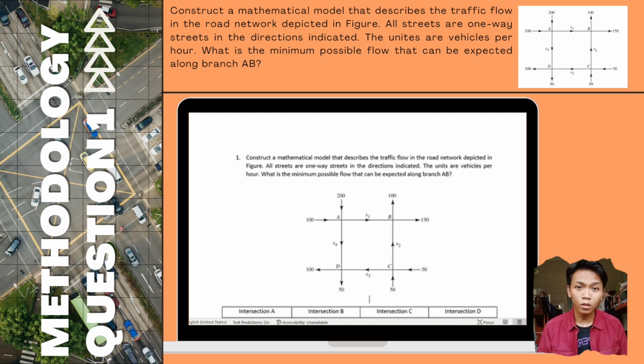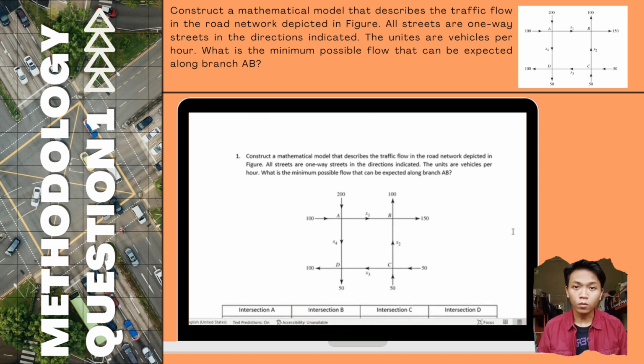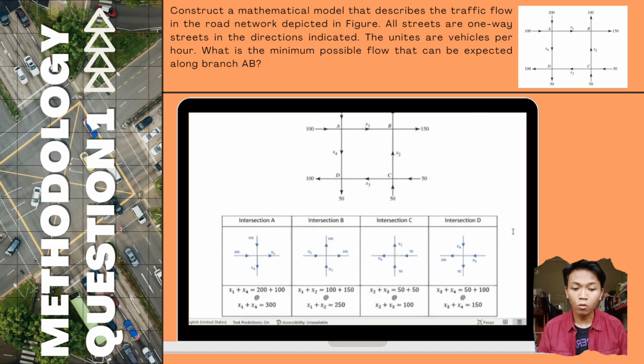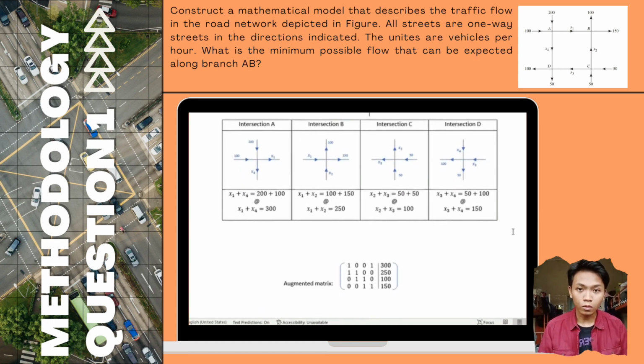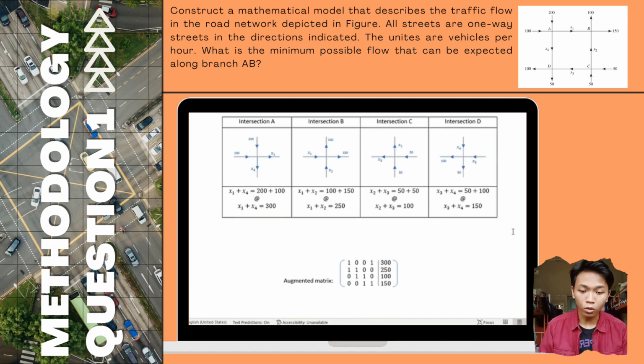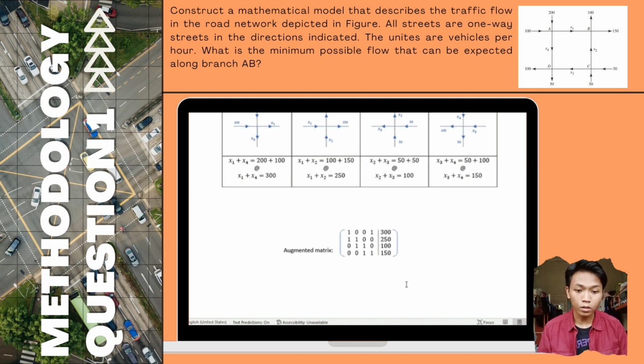To find the answer, we have to find the augmented matrix first. To find the augmented matrix, we have to find the value at every intersection. So the flow out is equal to the flow in. For our augmented matrix, we get 1001, 300; 1100, 250; 0110, 100; and 0011, 150.